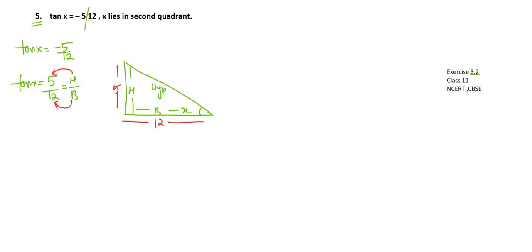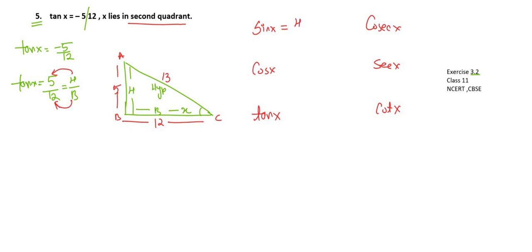By Pythagoras, we can find out that this is 13. You can apply Pythagoras and find out that the hypotenuse is 13. By looking at this triangle, just forget that it is in the second quadrant. First, calculate all the ratios. So sin x is height by hypotenuse, which is 5 by 13. Cos x is base by hypotenuse, so this will be 12 by 13. Tan x, we already know, is height by base, which is 5 by 12.